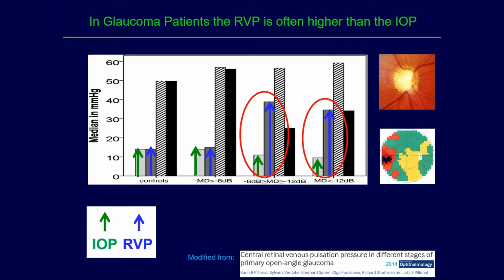In many diseases, retinal venous pressure can be higher than IOP, for example in glaucoma. Pillunat et al. observed that the difference between IOP and RVP is particularly large if glaucoma damage has reached a certain degree of severity.